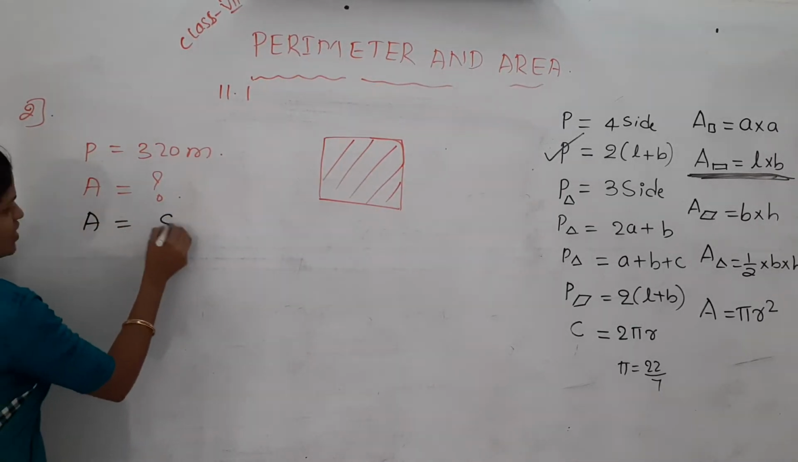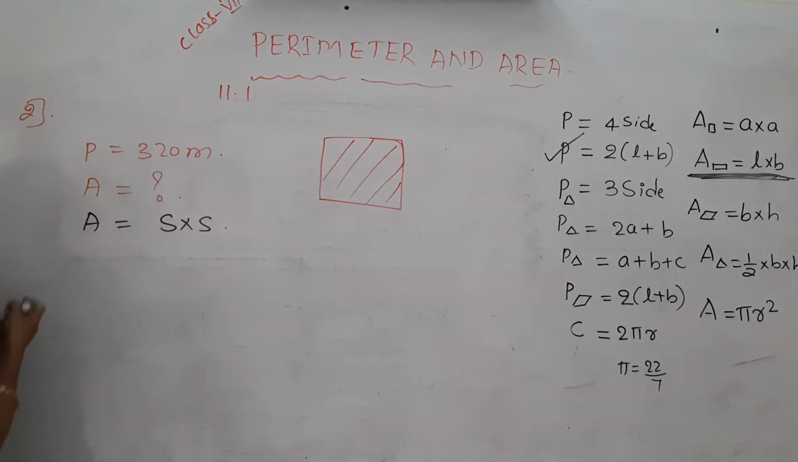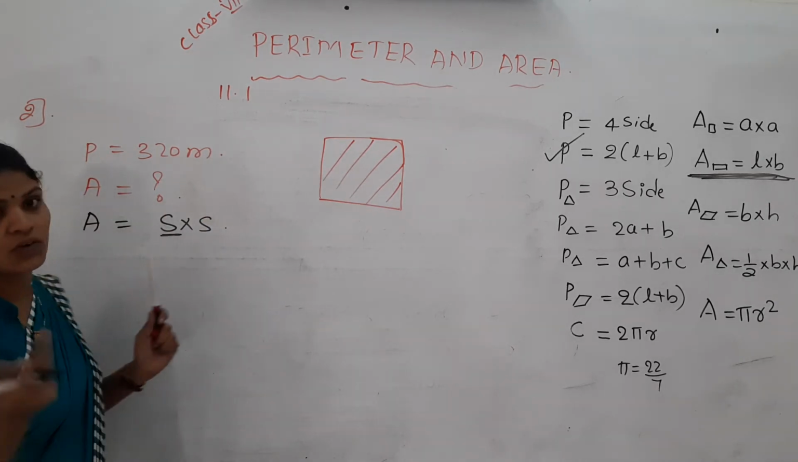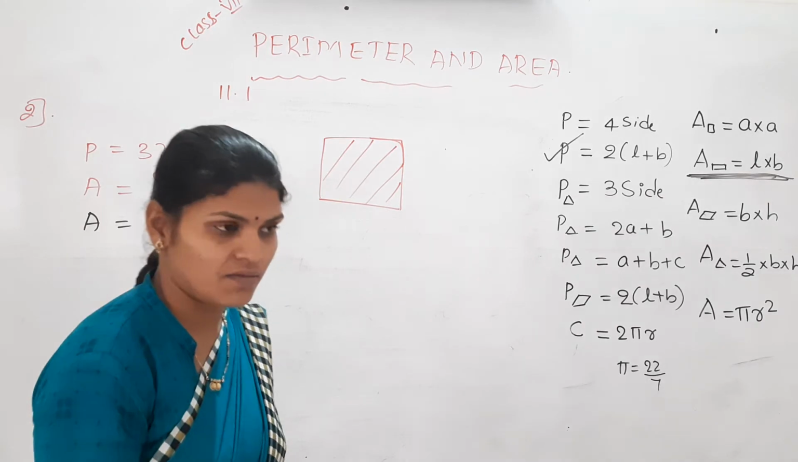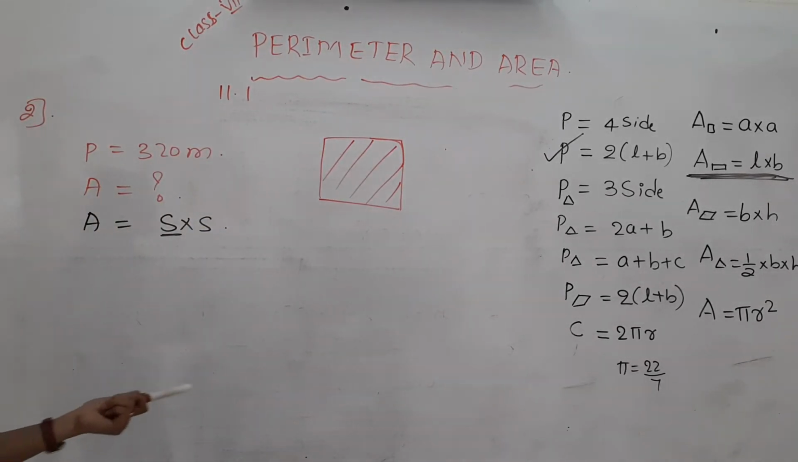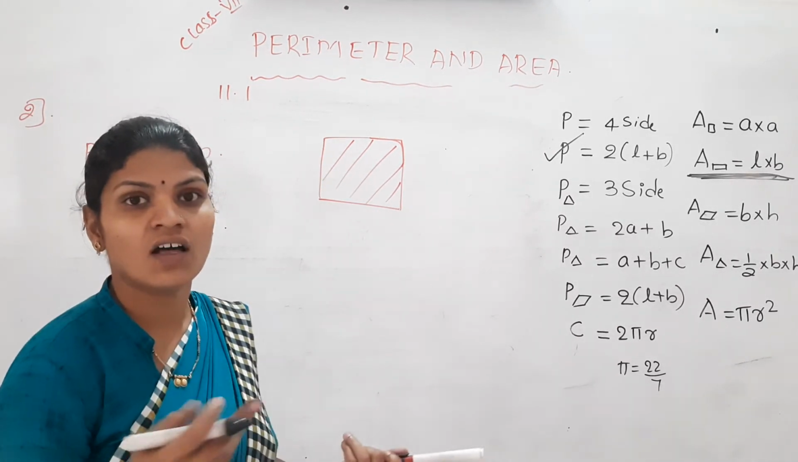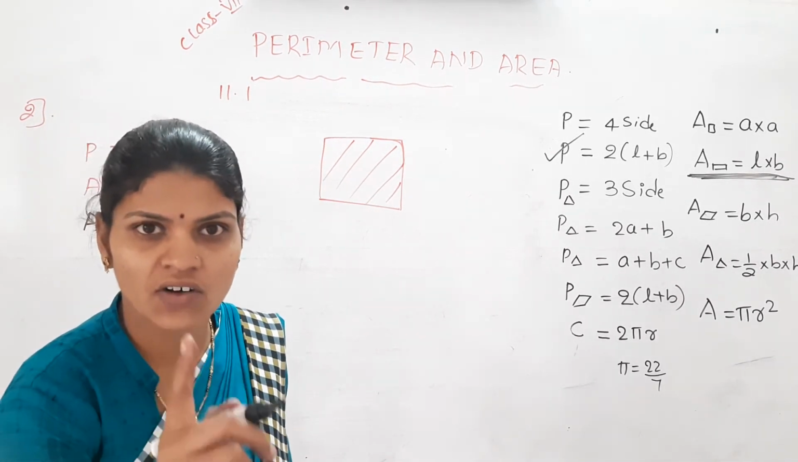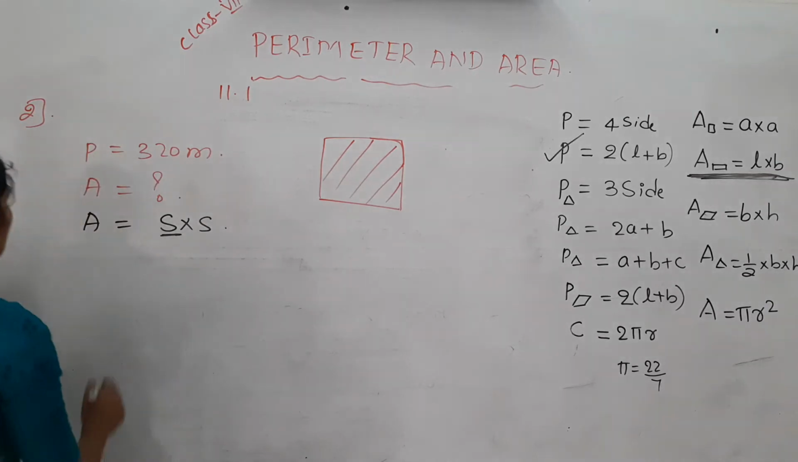Area of a square is side into side. But we don't know the side. Then how do we have to find it? But you know the perimeter value. Then how can we find the side with the perimeter? Is it possible or not? Yes, it is possible.